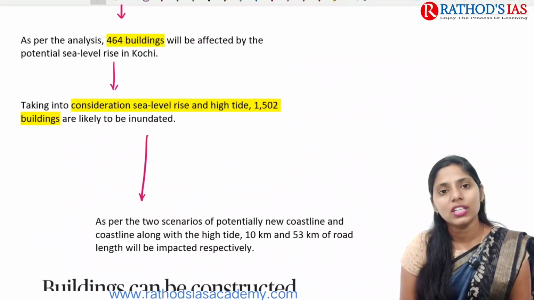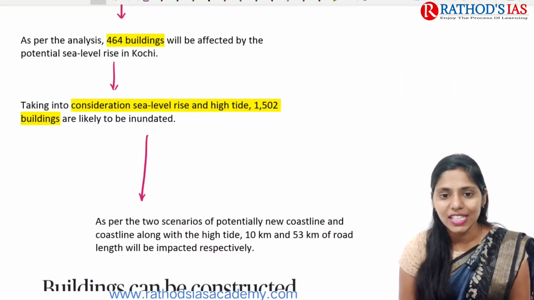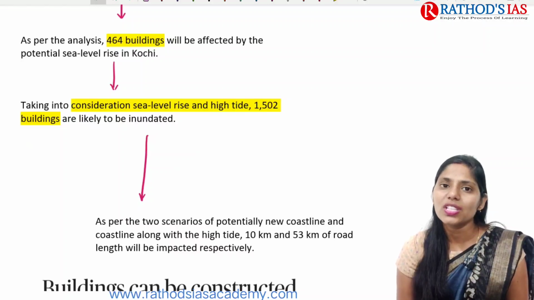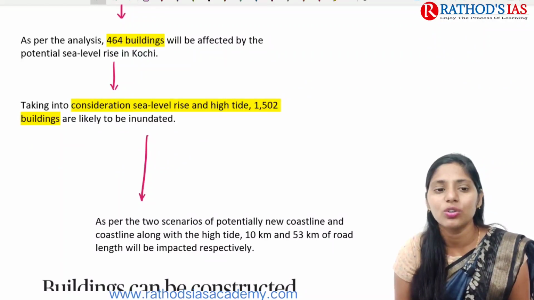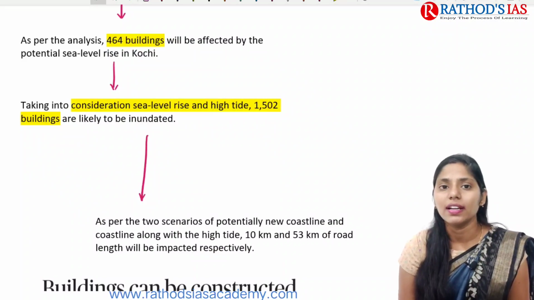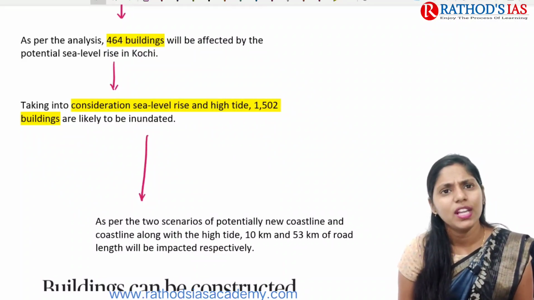And if you're talking about sea level rise, because of it we can also see a high tide, in which 1,502 buildings are likely to be inundated. Because we can see high tide will be there, low tide will be there.